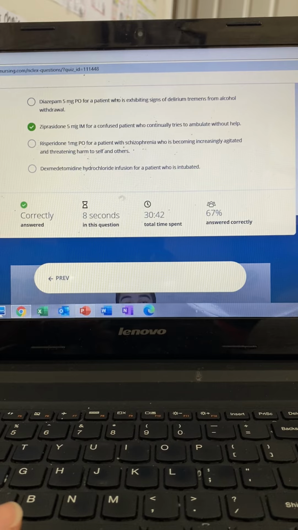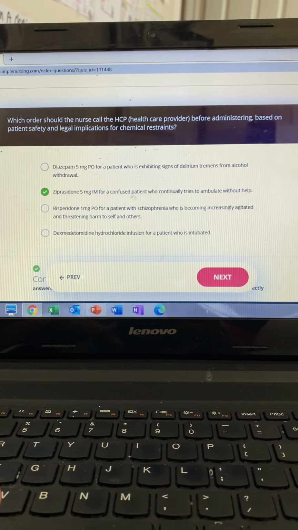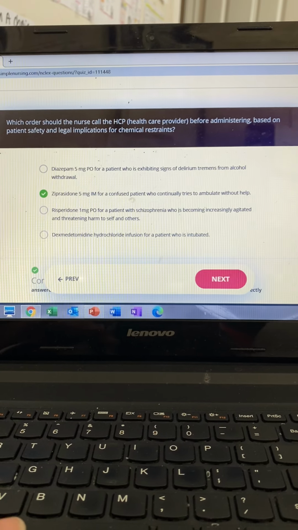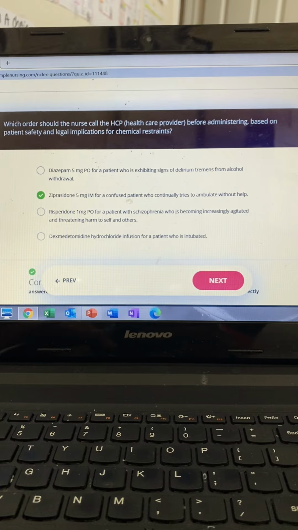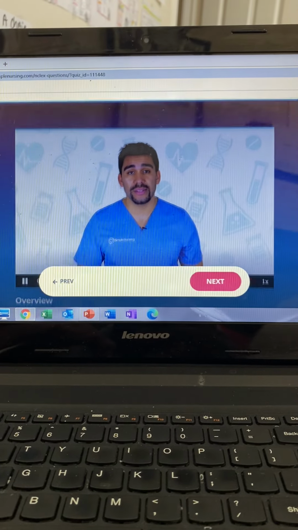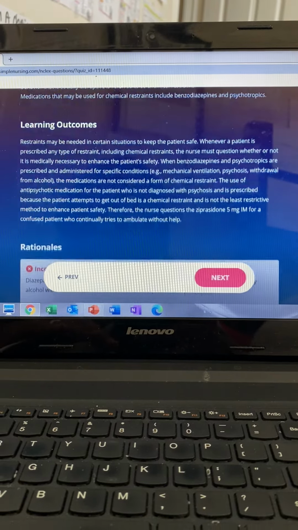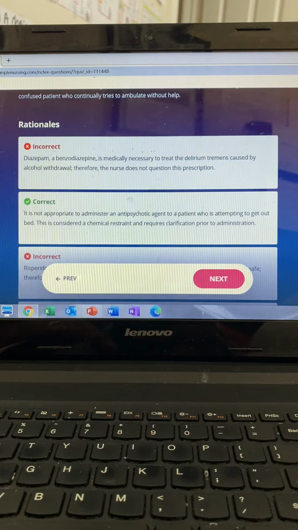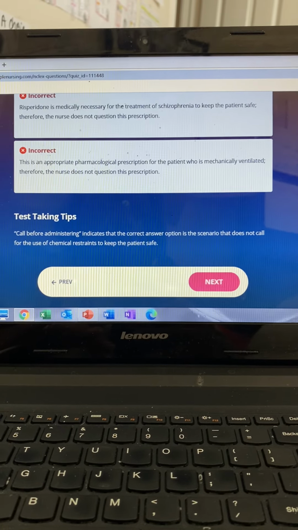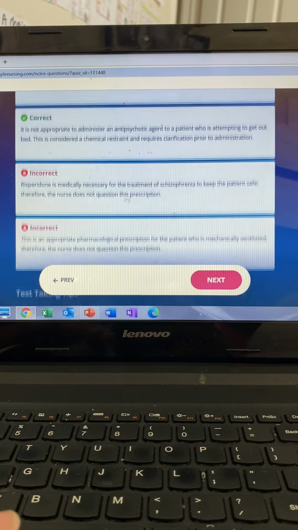Now using our 3 steps, let's break this down. This question is asking for which order to contact the HCP. For the key problem, administering medications to a patient, considering safety and legal implications for a chemical restraint. So the biggest thing we're thinking here is medications that are used to restrain the patient. So the solution we're looking for is which medication would need an order from the HCP before giving. So option number 1 is incorrect.